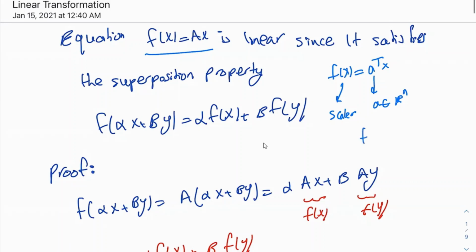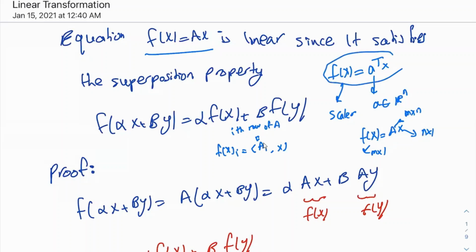Now, here, in f of x equal to Ax, this A is an n by n matrix, and this x is n by 1. So f of x is an n by 1 vector, right? And f of x, the ith component, is actually equal to the ith row of A dot product with the vector x, right? So it's a dot product of a_i, I call it the ith row of A, and x. So each component is very similar to the case that we considered before.